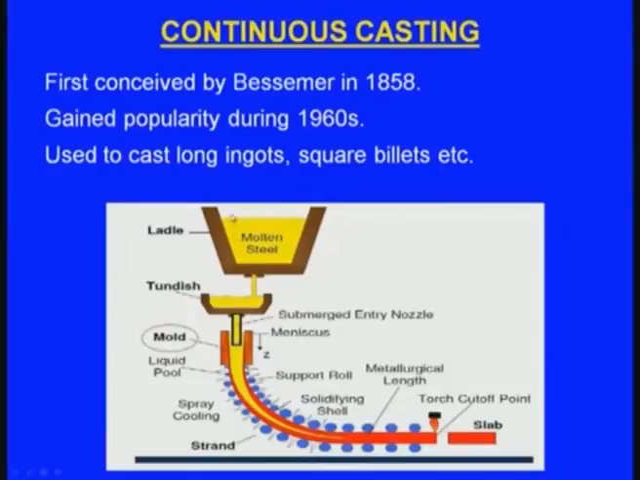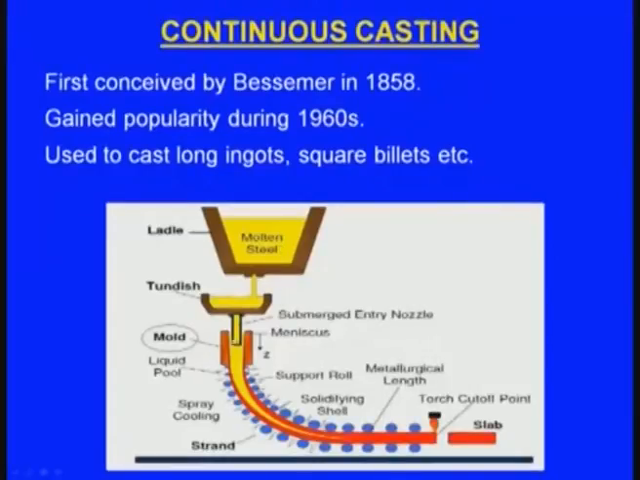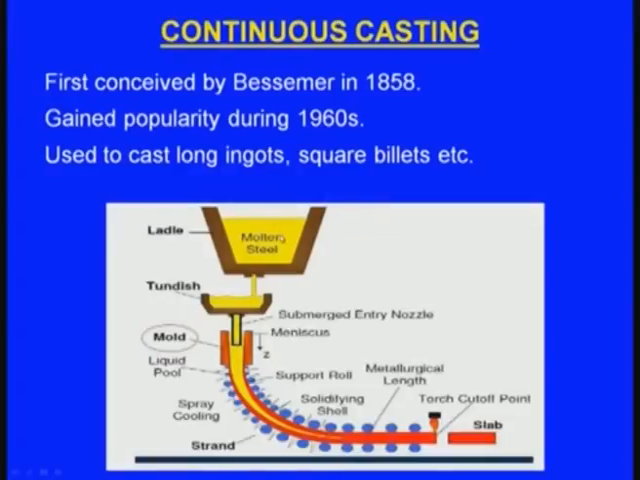And this is the simple principle of continuous casting. Here is the ladle in which there will be molten steel or some other molten metal, and here there is a tun dish, a reservoir of the molten metal. Below the tun dish there is a mold, a water cooled mold. From the ladle, the molten metal will be poured into the tun dish, and from the tun dish it will be passing through the mold, where there will be a cooling system and it will be cooled down.